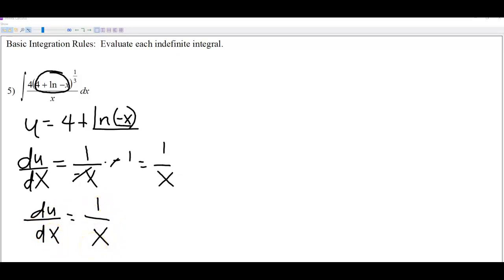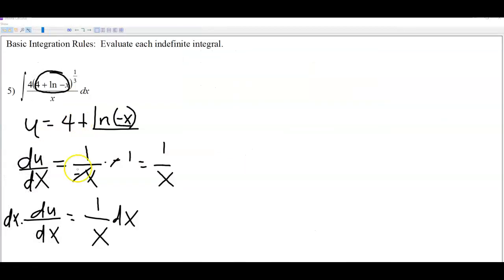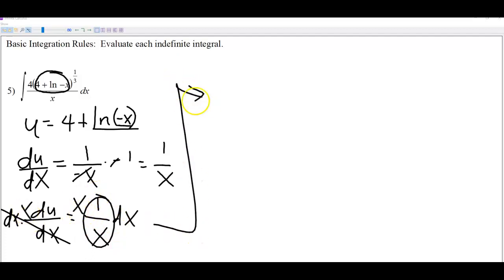Getting the dx by itself is going to be a little different than usual. So first of all, of course, you're still going to multiply both sides by dx. Oops, little issue there. Right? But now I want to get this to the other side. So the way you do that is multiply both sides by x. And so what we end up with is x du is equal to dx.